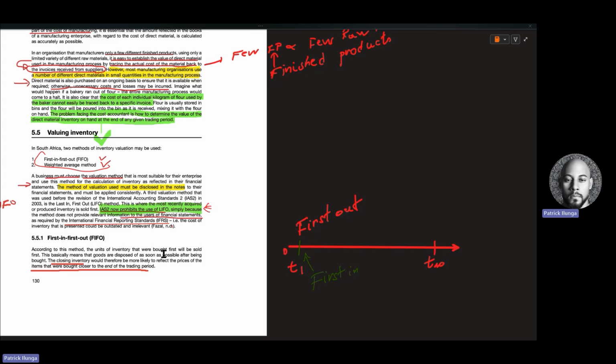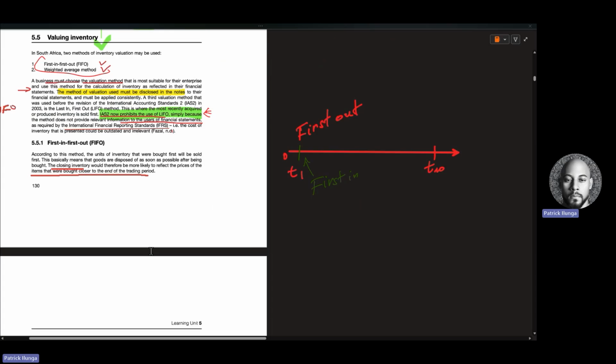All right, so valuing the inventory. We did touch in our introduction to Learning Unit 5 on these two methods of inventory valuation, right? We did touch on the first in, first out, as well as the weighted average method. These are very important. Remember that these are only methods. First in, first out, there's nothing more to it than what it says.